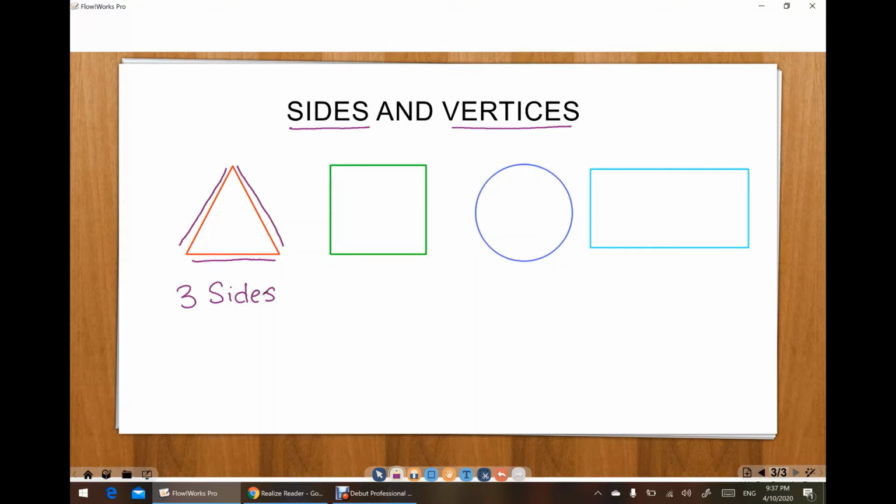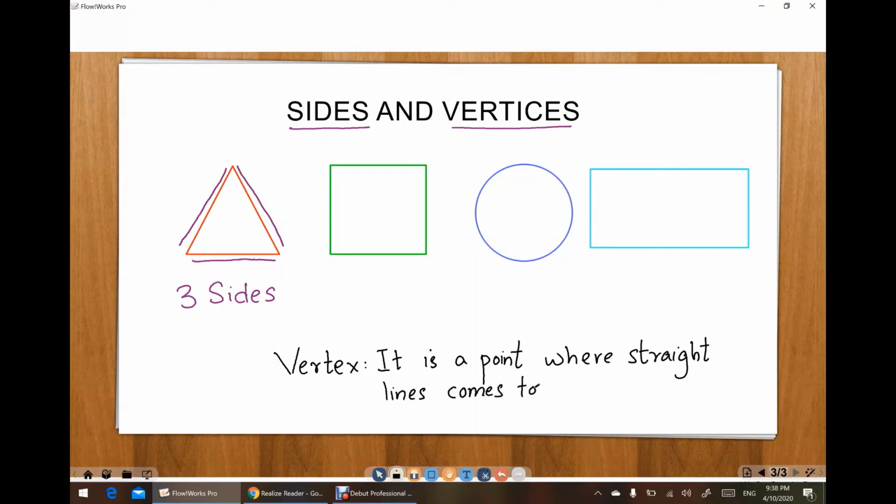Now, what do you mean by vertices? Before we go to vertices, I want to explain what a vertex is. Anyone can tell me? Have you ever heard the word vertex? A vertex is a point where straight lines come together. So basically a vertex is a point where all the straight lines come together. Only one point is called a vertex.